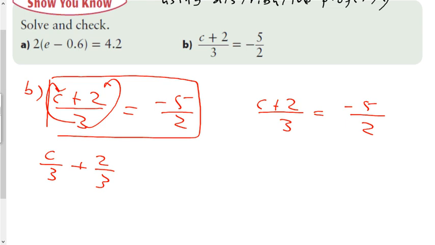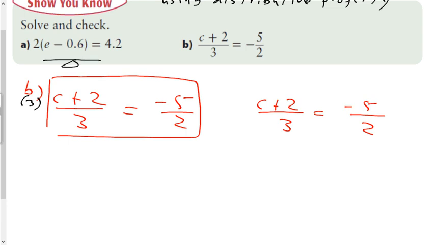Right? So because of that, your first step would likely be tripling this side. You see that? If I triple this side, again, keeping this idea of balancing, I'm going to multiply this side by 3. I'm going to multiply this side by 3. If I multiply the left by 3, what would I have left? Those would be opposite operations, correct? I would have C plus 2, but I'd have to multiply 3 on this side as well, giving me negative 15 over 2.